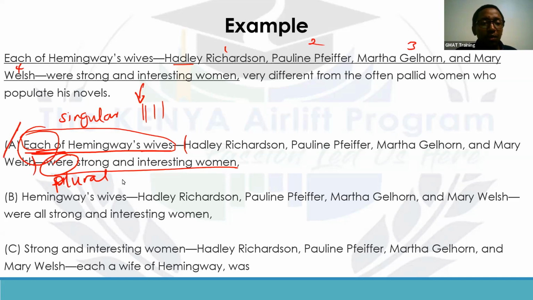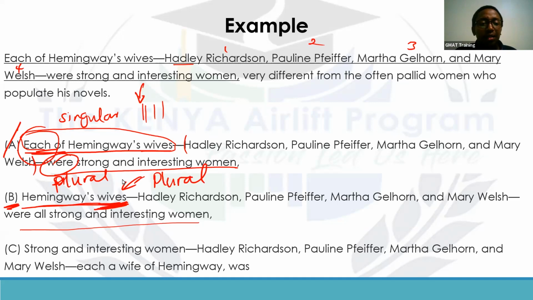B, Hemingway's wives were all strong and interesting women. So you see now the change between each of Hemingway's wives and Hemingway's wives. So this now becomes plural because the subject here is all the wives. So were all strong and interesting women, very different from the often pallid women who populate his novel. So B is okay. Keep B.